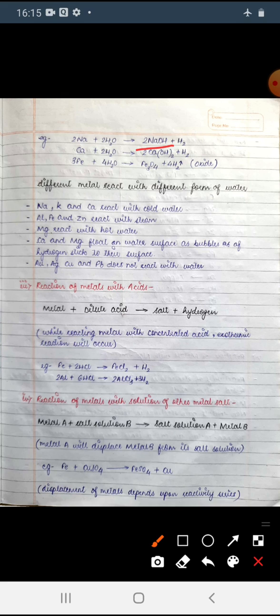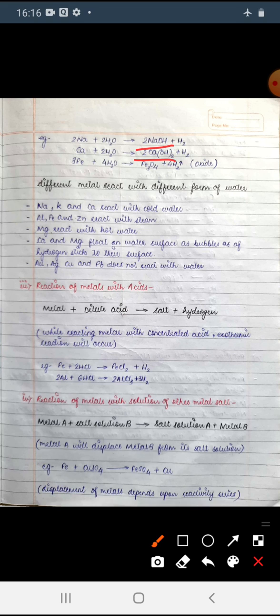As we know that sodium is a more reactive metal, that's why it directly forms hydroxide. See the next example: when calcium reacts with water, it forms calcium hydroxide, Ca(OH)2, plus H2. Calcium, when it reacts with water, also forms calcium hydroxide and hydrogen is released.